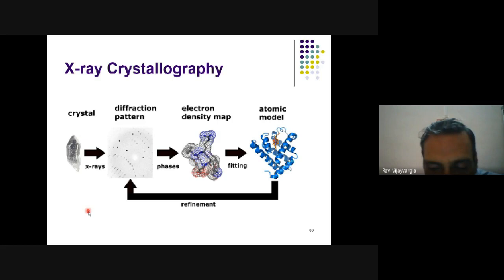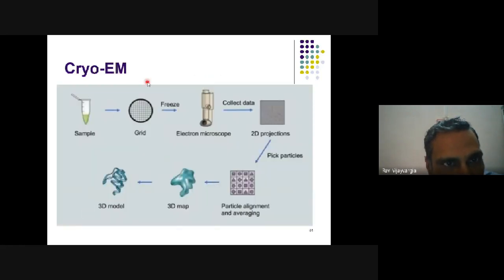To overcome this limitation, a new technique was developed which is called cryo-EM. Cryo means very cold temperature, cryogenic. You have heard this term, cryogenic engine. So basically a very cold temperature followed by electron microscopy. Here your sample, which is a protein sample, is put on a metallic grid, and it is frozen at about minus 200 degrees centigrade.